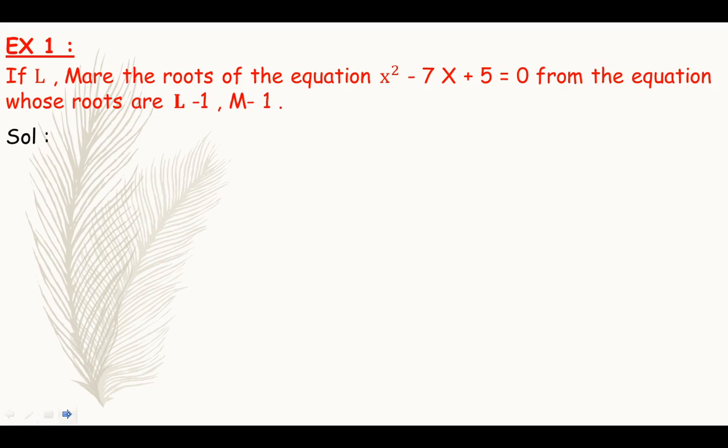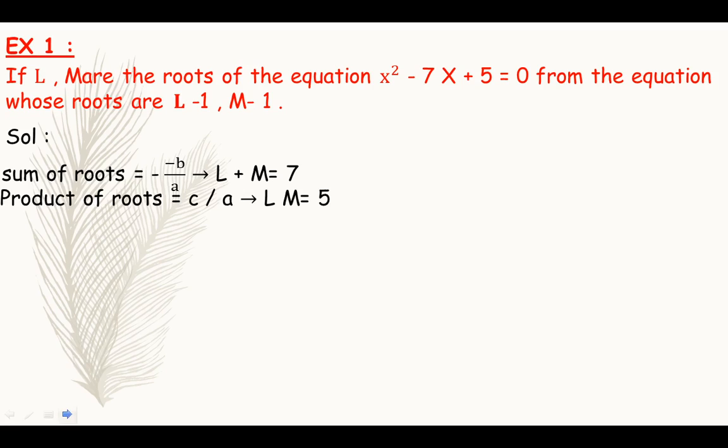Solution again. First, we are going to talk about the old equation, x power of 2 minus 7x plus 5. The sum of the roots equals negative b over a, and we will translate the sum of the roots to L plus m. So the sum of the roots L plus m will be equal to negative b over a. So L plus m equals 7.